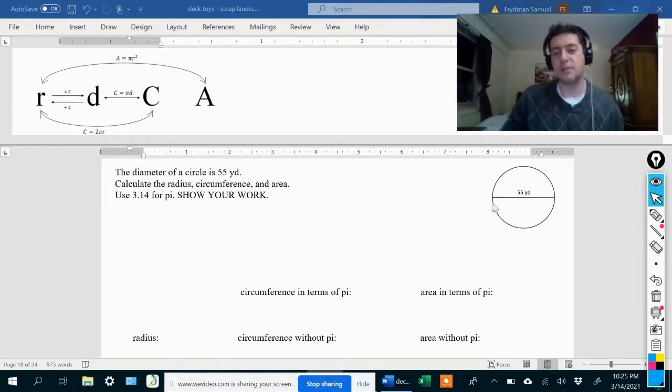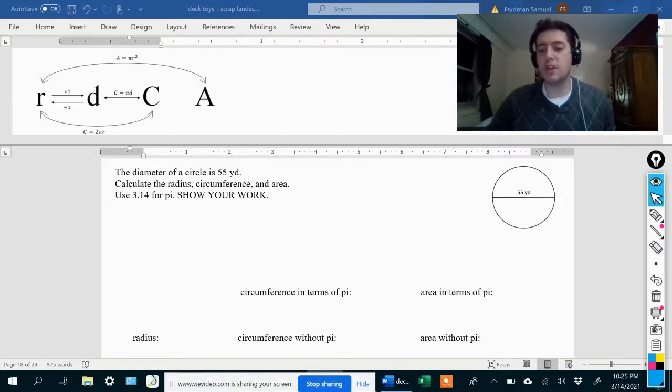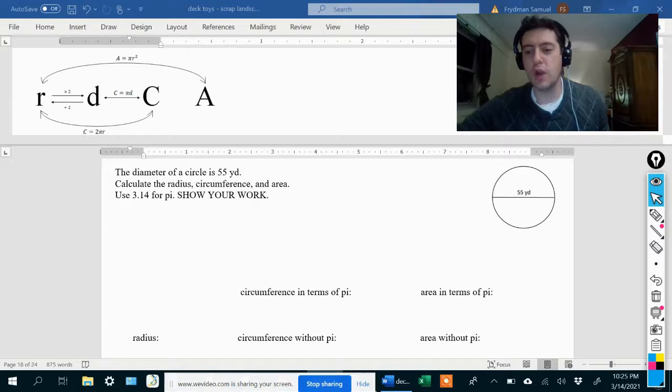That makes sense because the diameter is from here to here, but the radius is only from here to here. So the radius is half as big as the diameter. If I know what the diameter is and I want to know what the radius is, I can just take the diameter and divide it by 2. So that's what we will do, and we will show our work.